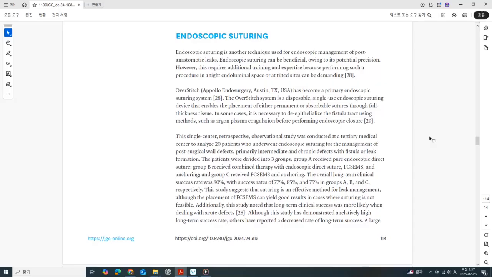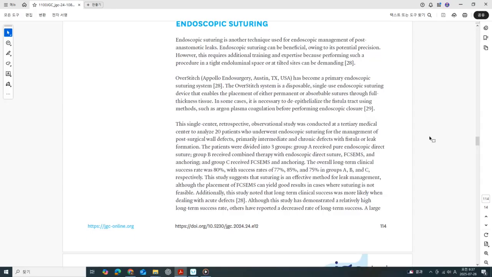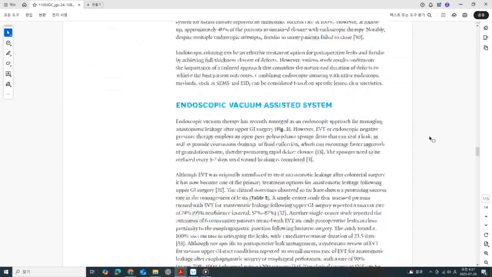It can be. It really underscores that success depends heavily on the specific defect, how long it's been there, the tissue quality, and, frankly, the operator's skill. Often it's best used as part of a combined approach. Right, tailoring it again. Okay, now for something that sounds really different, endoscopic vacuum therapy, or EVT. Tell us about this one.